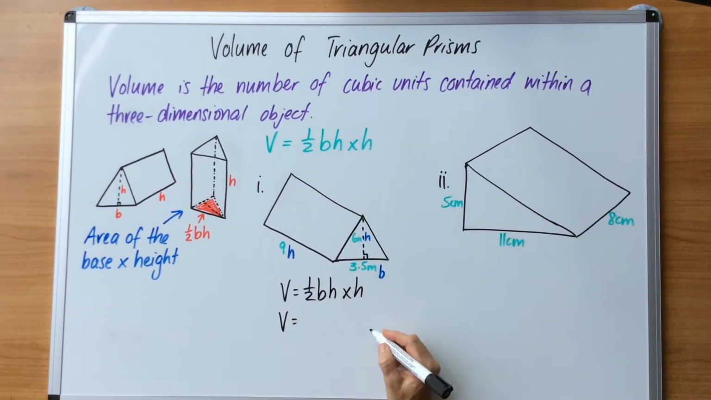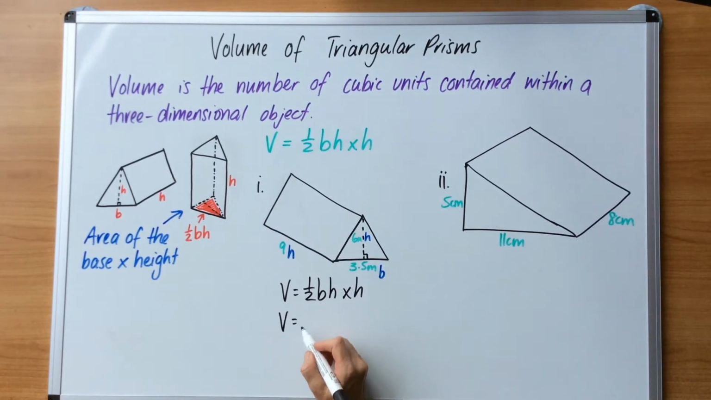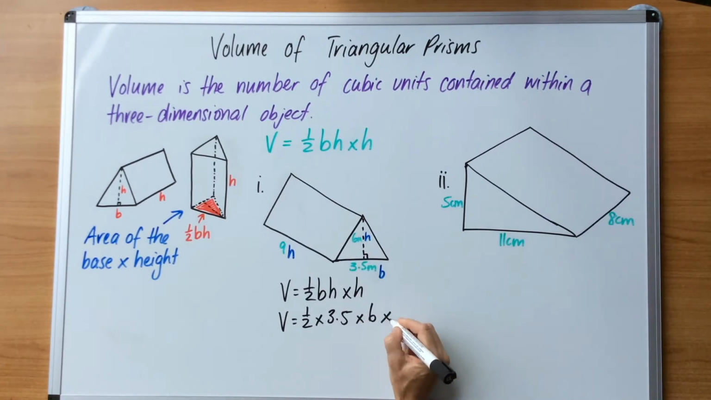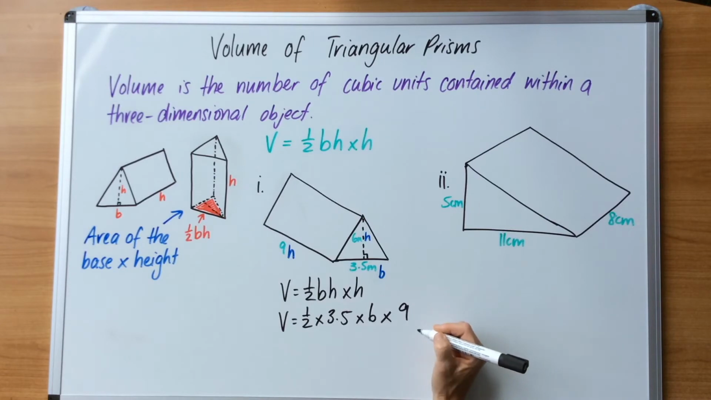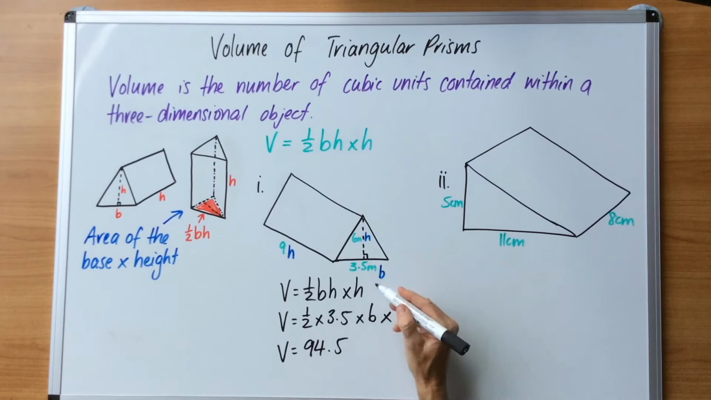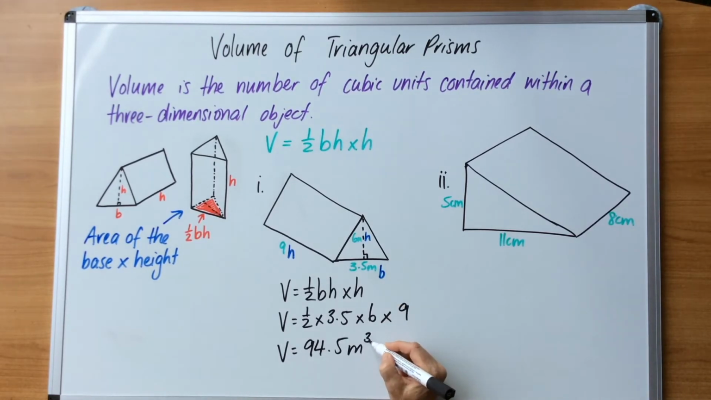My second line is substitution. That means I'm replacing these letters with the values given to us. So half times 3.5, because that's the base, times 6, that's the height, and then times 9 for the height of the prism. In your calculator, you go 1 ABC fraction button 2 times 3.5 times 6 times 9 equals, and you will get 94.5. It is metres, and because it's volume, it's in cubic metres.